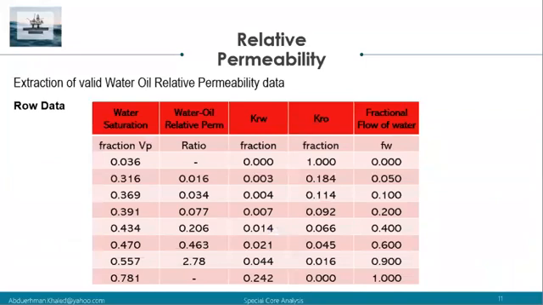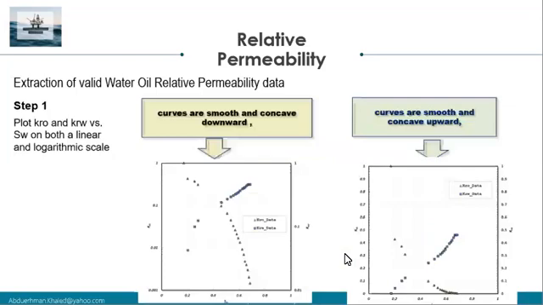And here is raw data, real data of a relative permeability. As you can see, we have the water saturation and we have oil and water relative permeability. So let's do the analysis for this real data. In the first step, we plot the oil relative permeability and water relative permeability versus water saturation, in both linear and logarithmic scale. And of course, the curves should be concave upward in the linear scale and downward in the logarithmic scale.